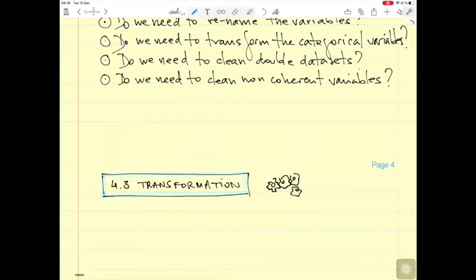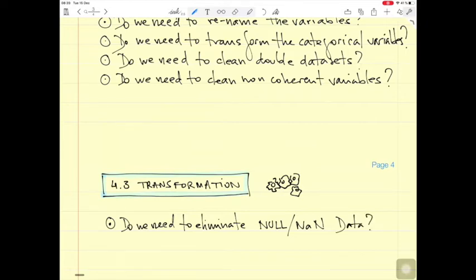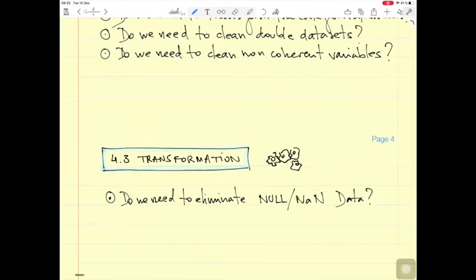Well, here we'll look at whether we need to eliminate null data or non-existing numbers, not a number, NaN. If there are empty positions, so-called mistakes in the data, do we need to eliminate them?